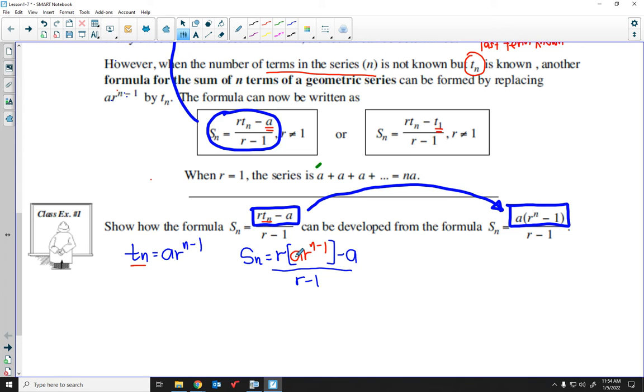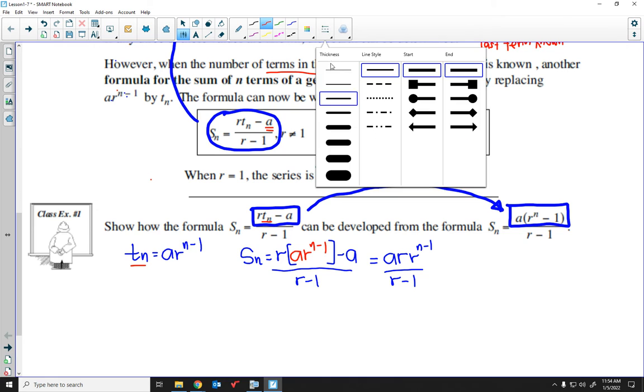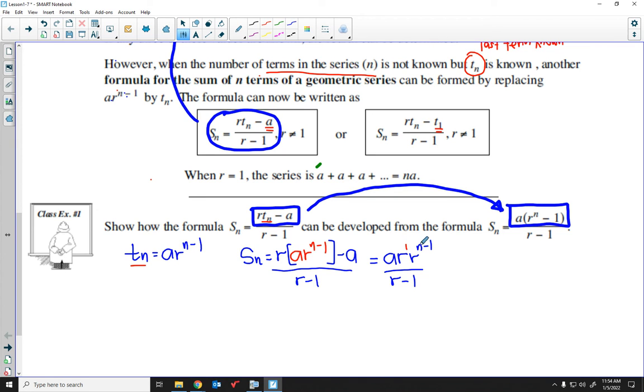Now, I'm going to move the R into the brackets here. If you do that, you would then have A times R to the n minus 1 over R minus 1. And then I just want to combine the exponents on the R terms. So this R has an exponent of 1. And if you combine the exponents, you would then get, we've got to put this minus A here.